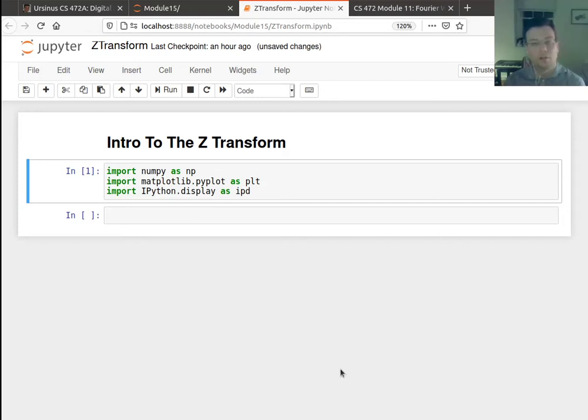Okay, now I want to talk about the Z transform at a very high level. This is a deep subject. I could spend as much time or more than I have on Fourier, but I just want to give you a taste of it. You could do a lot with Fourier, but remember there's a couple downsides.